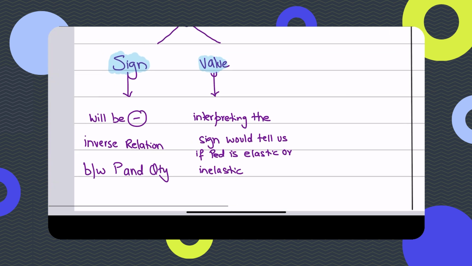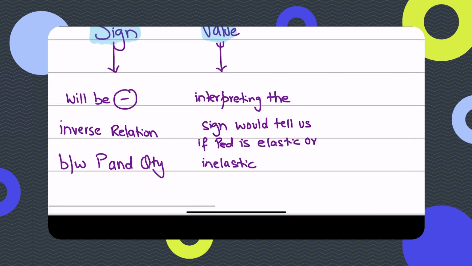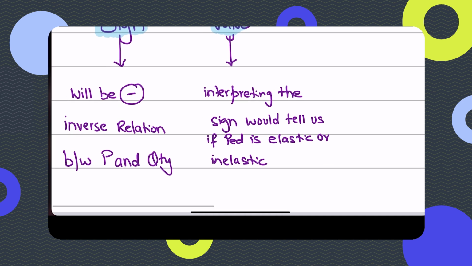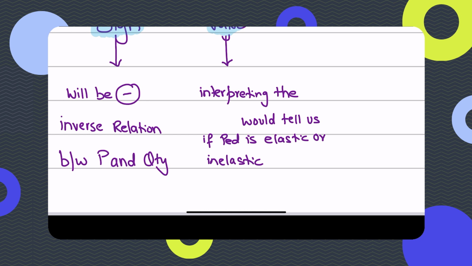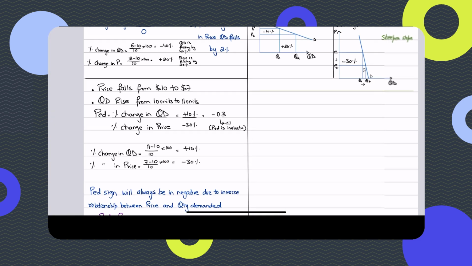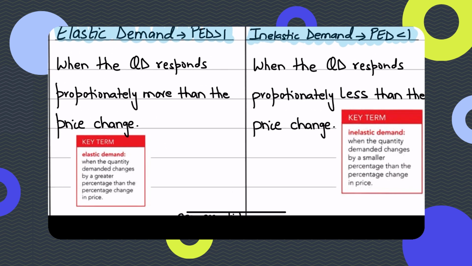Now the value, which is also known as the coefficient of elasticity, if we interpret the value, not the sign again, it would give us whether the PED is elastic or inelastic. Okay, guys, so this is something that you need to know. What we need to study is elastic demand and inelastic demand.